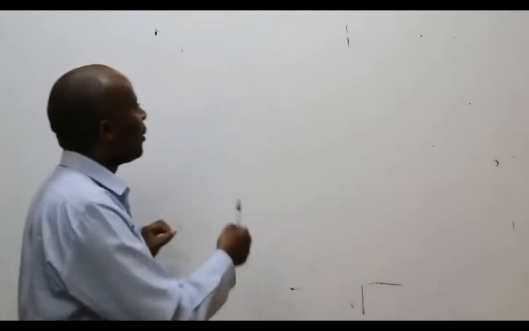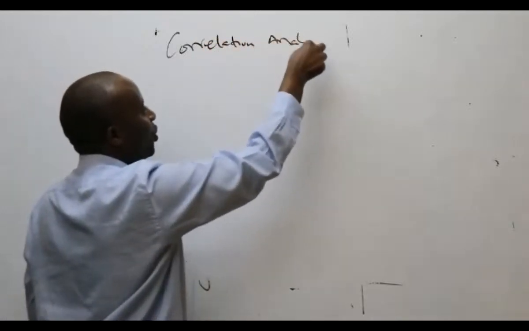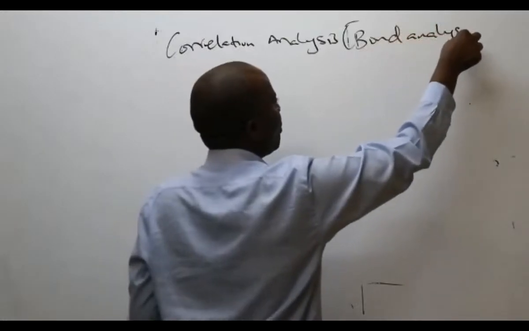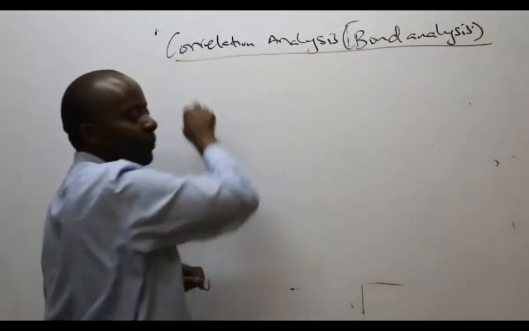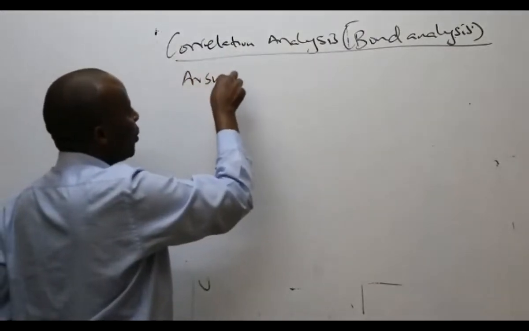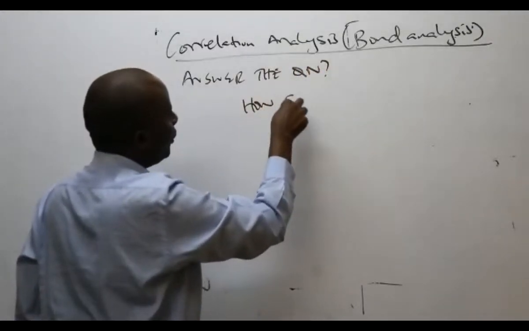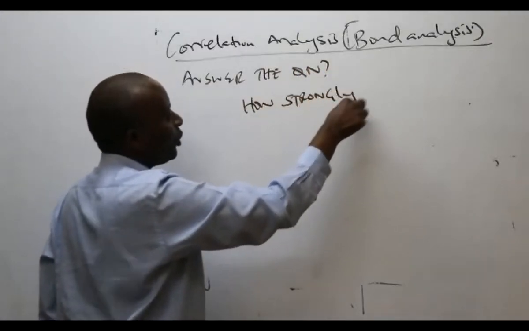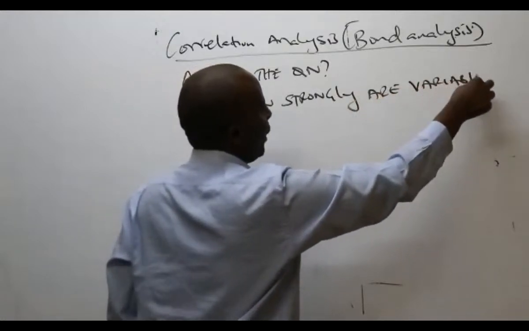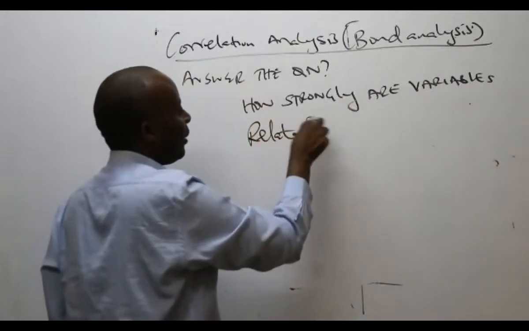So at the end of the day, if we have got two variables here, y and x, that have been married into a model, we need to go a step further to assess and see what is the bond between these y and x. So basically, ladies and gentlemen, we are going into what we call correlation analysis. This is the bond analysis. And this bond analysis will always answer the question, how strongly are the variables related?